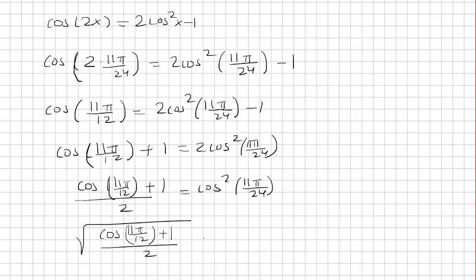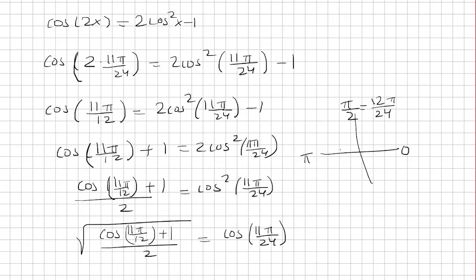Now, usually when you do this, you should get plus or minus, but let's be careful. We want to be smart about this. Where is 11 pi over 24? Well, we know this is 0, this is pi over 2, and this is pi. But let's rewrite pi over 2 with the denominator of 24. Well, that means I have to multiply top and bottom by 12. So that's 12 pi over 24. That means that 11 pi over 24 has to be between 0 and 12 pi over 24. So it's going to be somewhere, let's say, up here.